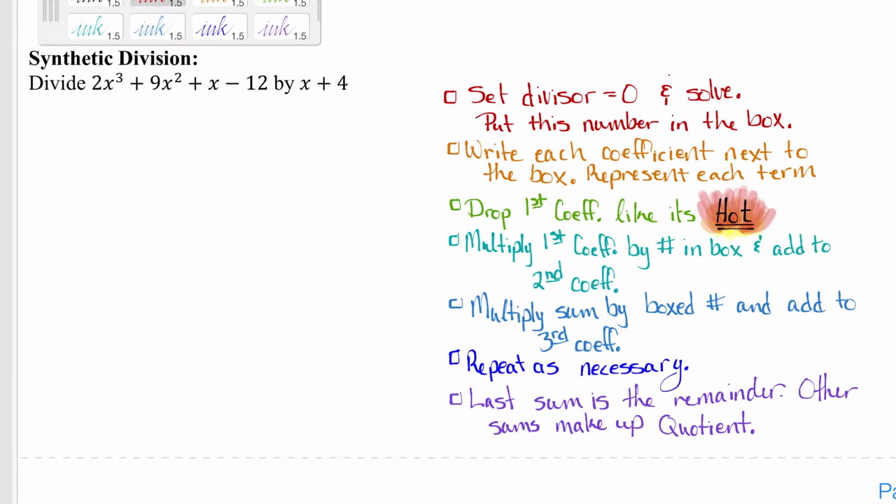So my very first step is to set my divisor, what I'm dividing by, equal to 0. And then I'm going to solve for that variable. So my x is going to be equal to -4. This is technically one of my solutions. I'm going to put that solution in a box in the left corner.